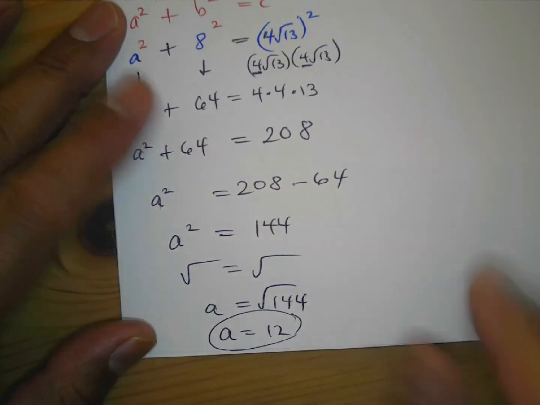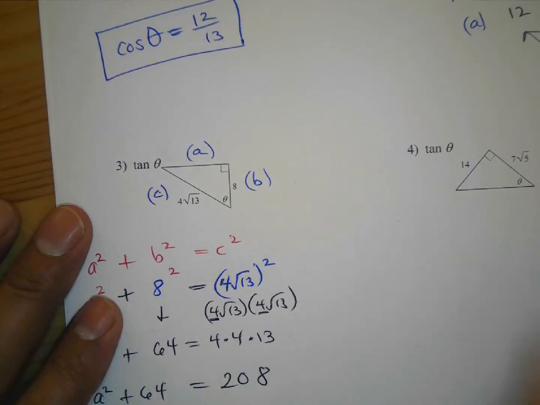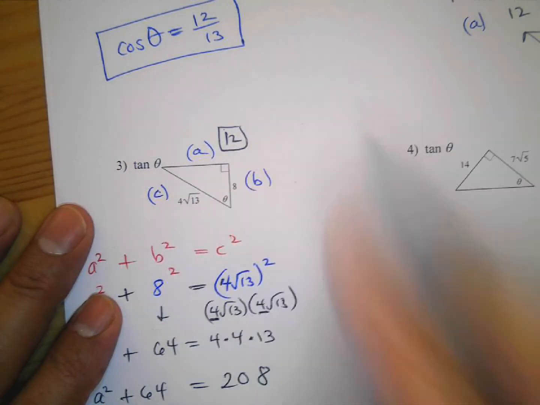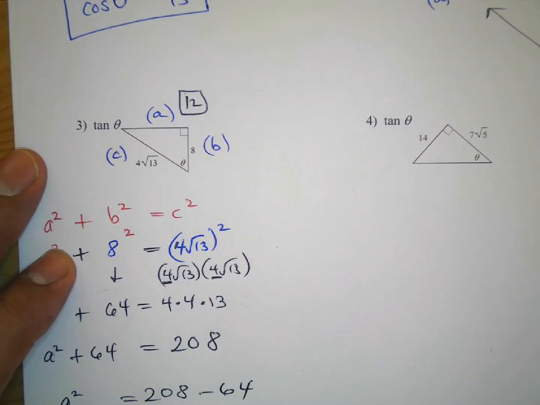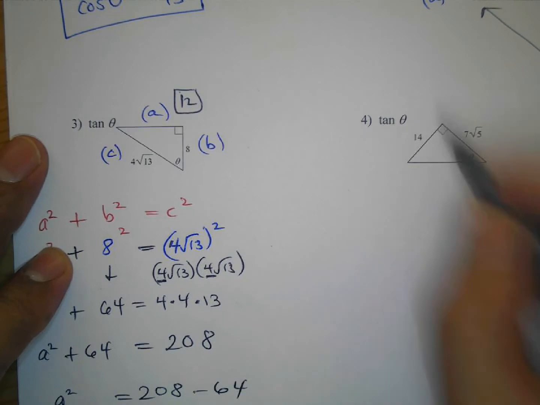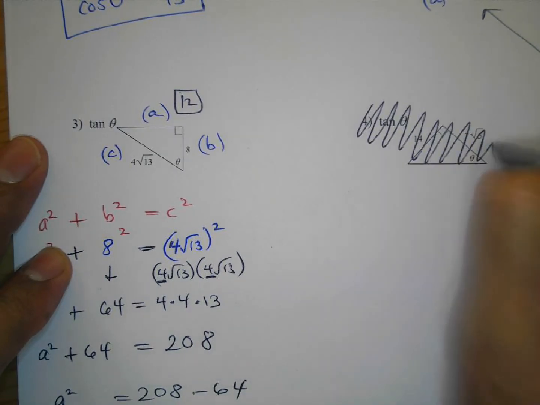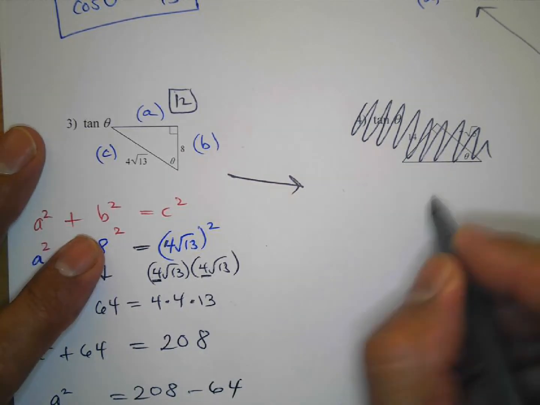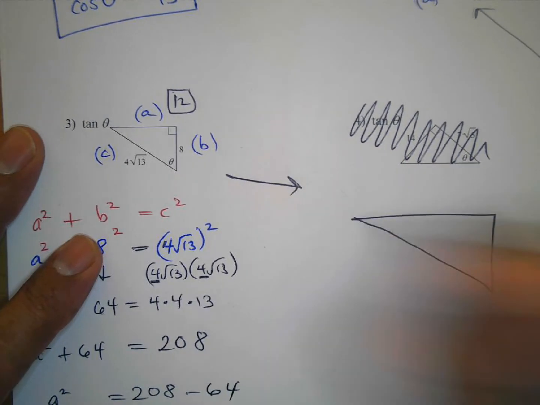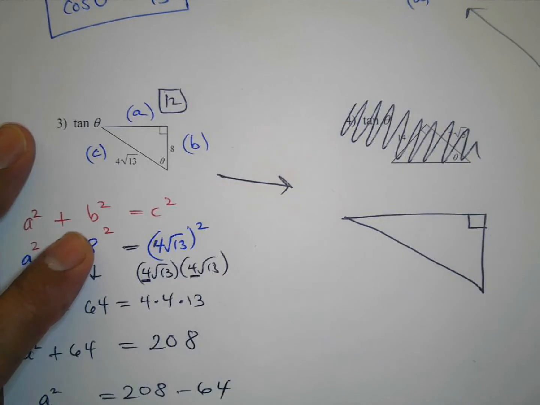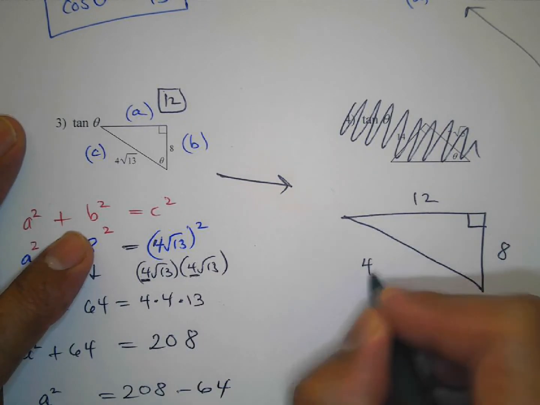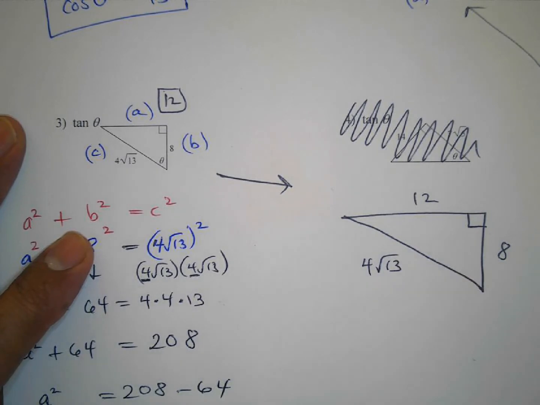All right, that means that this missing side is what? 12. I'll put it back over here. We know this side now is 12. Okay. Now for the trig functions, I'm going to keep this triangle. Let me copy it over. I got 12 here, I got 8 here, and I got 4 root 13 here, and my angle is here.